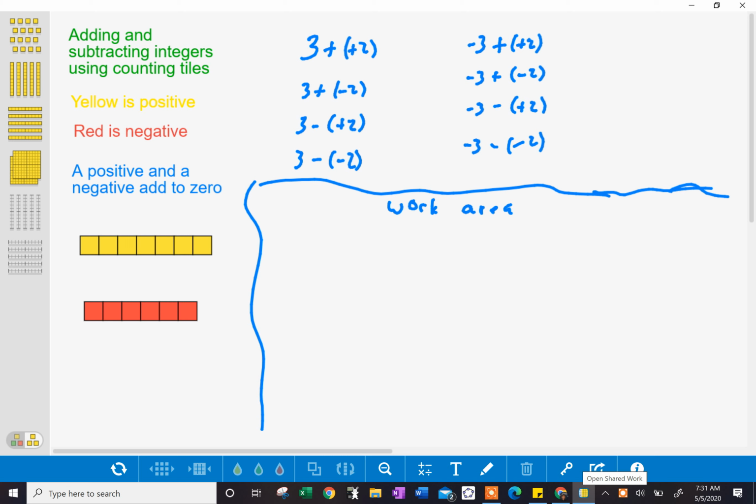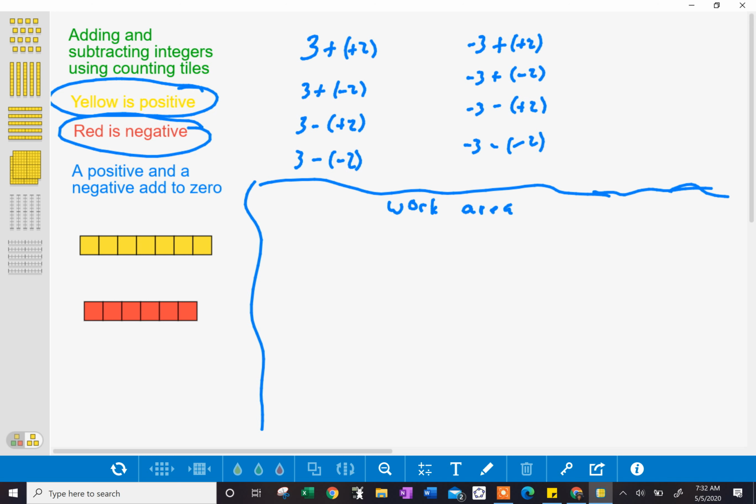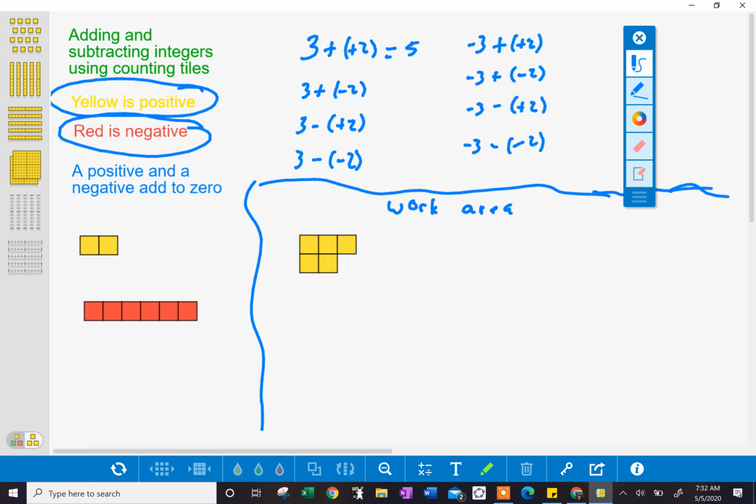What I did was I said yellow is going to be positive and red is going to be negative. And so what I'm going to do is show you how to use these. I'm going to add different things. So 3 plus 2. Now everybody knows that 3 plus 2 is 5, but that's fine. All I'm saying is, I have 3 positives, and I'm going to add 2 positives. And obviously that tells me that I have 5 positives. So that's it. That's as easy as it is.